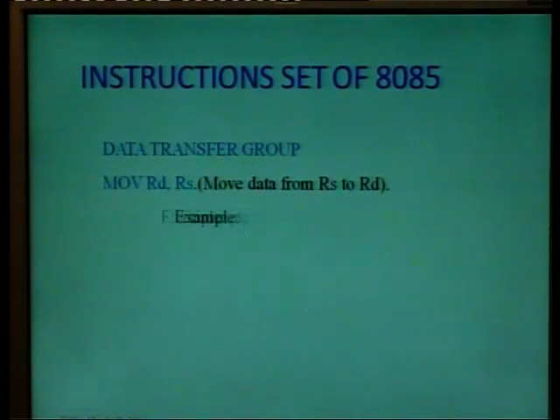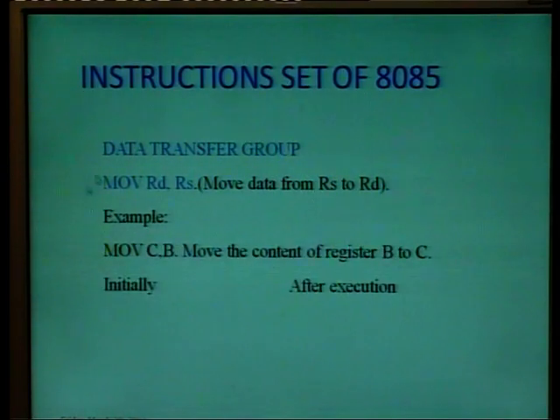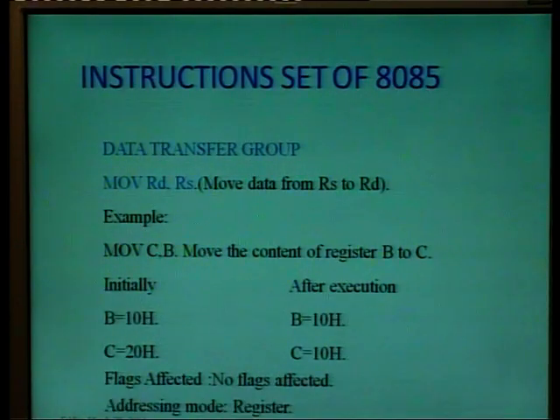Now, the instruction set of 8085 is divided into 5 groups. First one is the data transfer group. The example is move from the source register to the destination register, MOV Rd, Rs. This is an example shown.